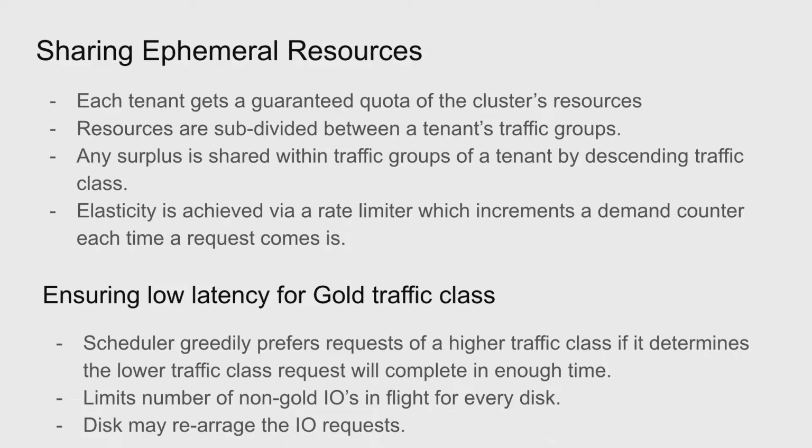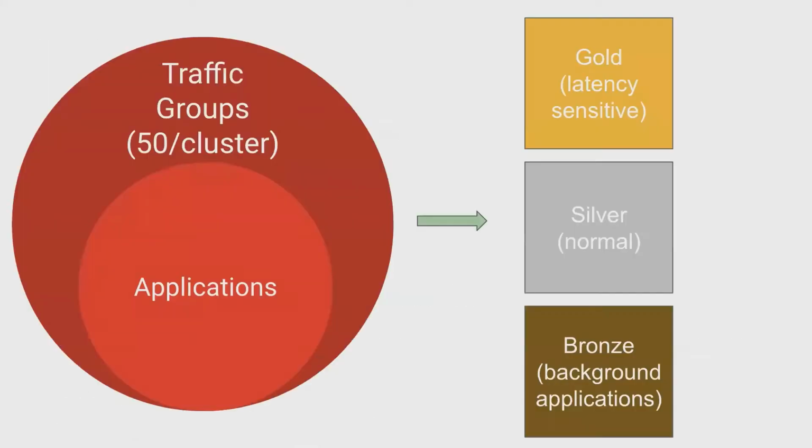All of this decision, whether the request gets the resource to execute or not, is completely driven by which traffic group it belongs to and which traffic class it belongs to. So if you belong to the gold traffic class, then that means that your request is very latency sensitive.